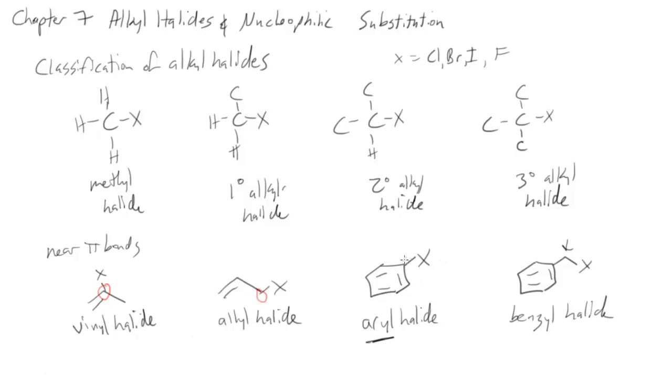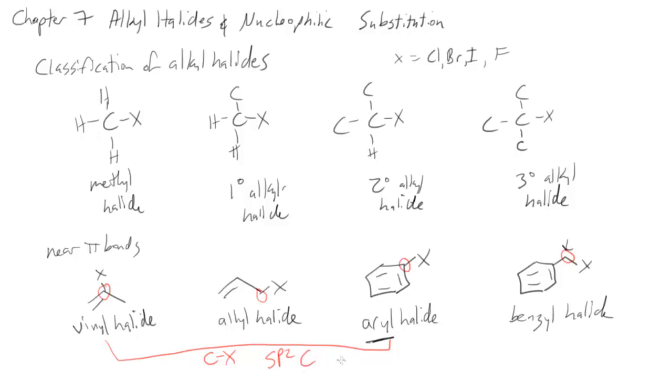So again, we'll use the word aryl or aromatic to talk about a lot of things. So aryl means that it's on the benzene ring. Benzyl means it's on the carbon next to the benzene ring. And we'll use that terminology as well throughout the course. Now the first and the third ones, the vinyl and the aryl one, have the CX bond on an sp2 hybridized carbon.